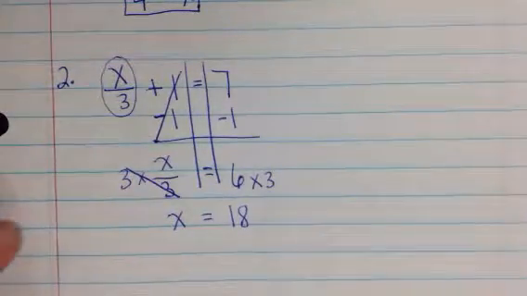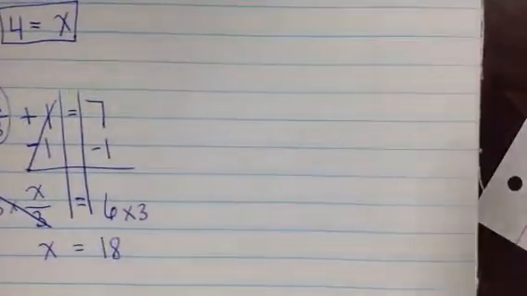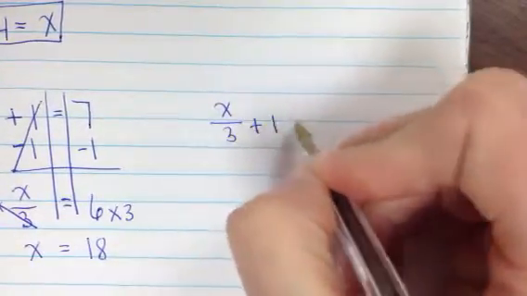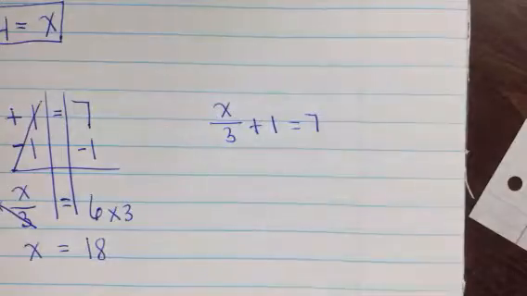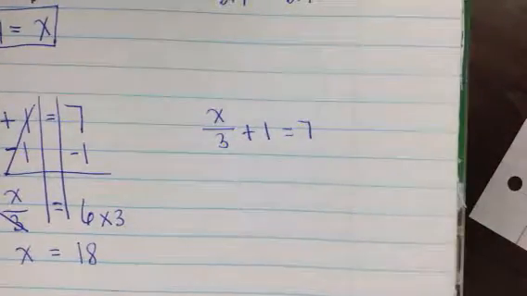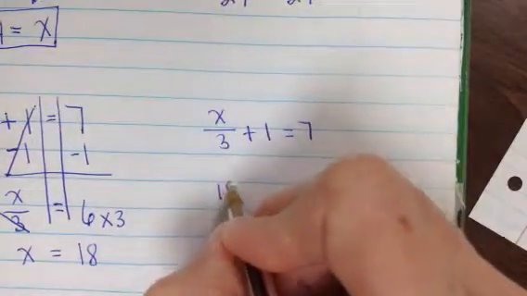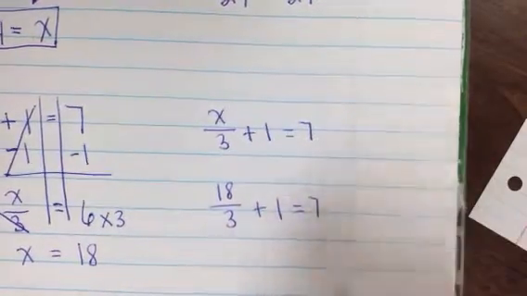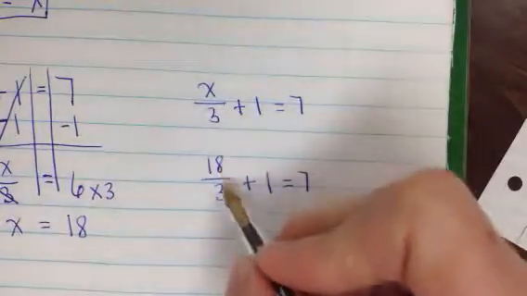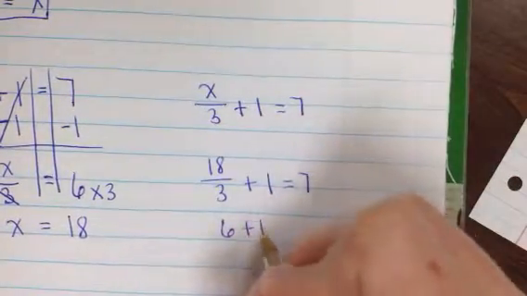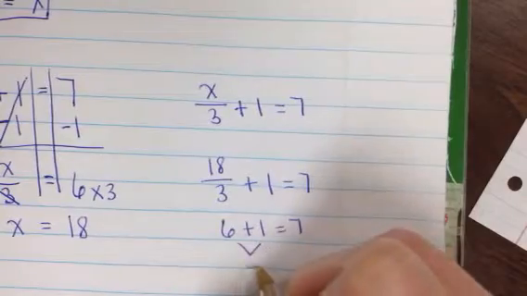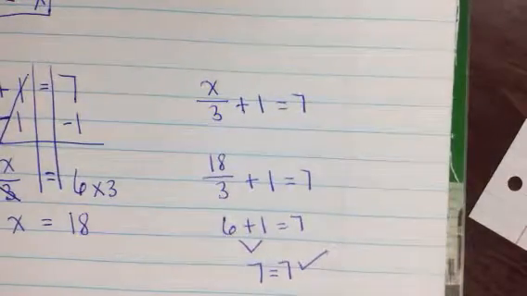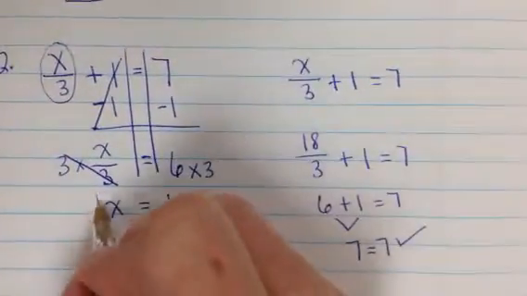Now we want to check that process. Off to the side, we're going to plug in. We have x divided by 3 plus 1 equals 7. Wherever I see my x, I'm going to substitute the number 18 for it. So I have 18 divided by 3 plus 1 equals 7. 18 divided by 3 is 6. 6 plus 1 equals 7. And you find that that is true. So my answer, x equals 18, is a good answer. Box it in.